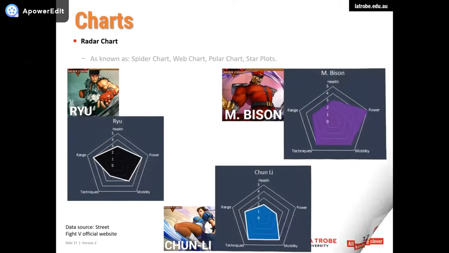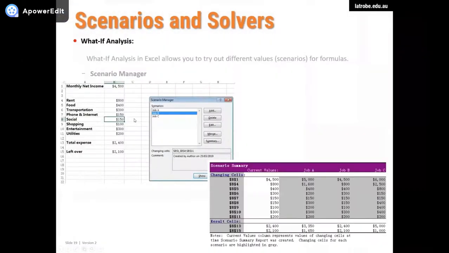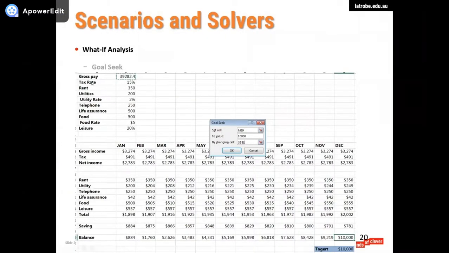Then let's move to the scenario and the solver. For the scenario and the solver, you should understand how to use the what-if data analysis module. For example, what is the usage of the scenario manager and why we should use that. As well, why should we use goal-seek? What's the purpose and what's the advantage? You don't need to operate goal-seek in the final exam, but at least you should understand the purpose of using this module.